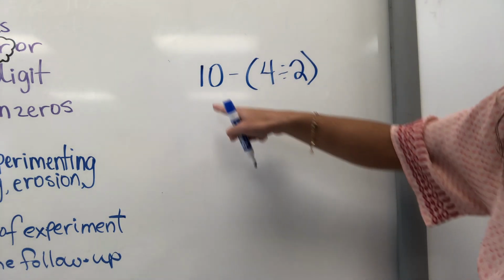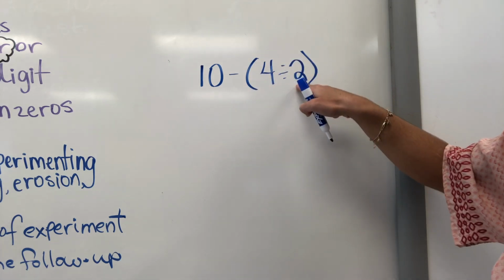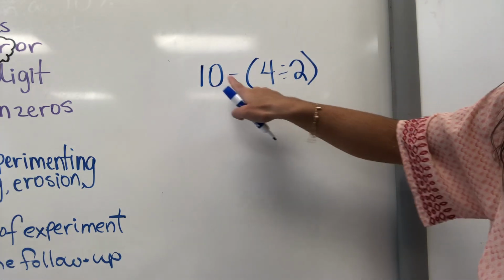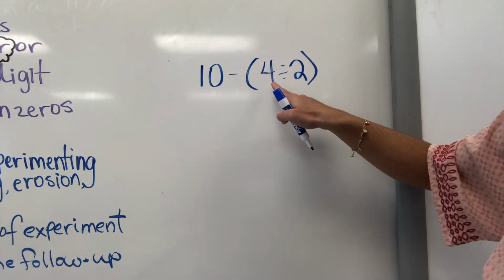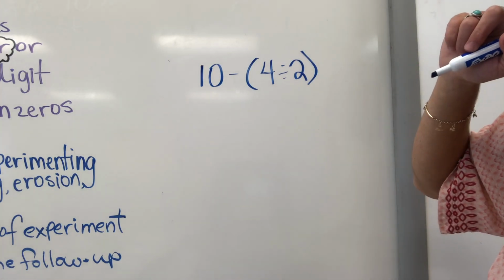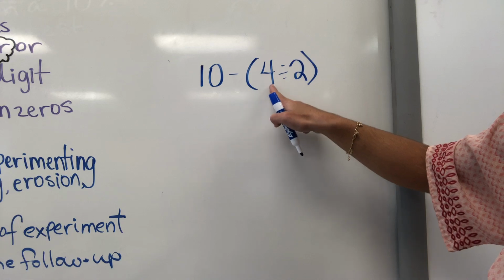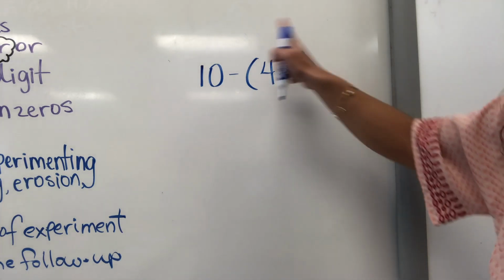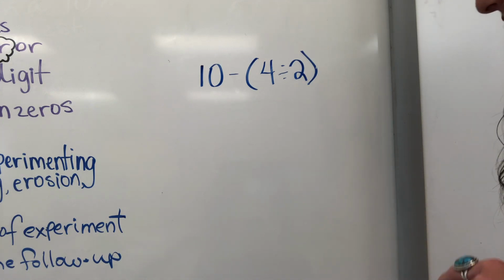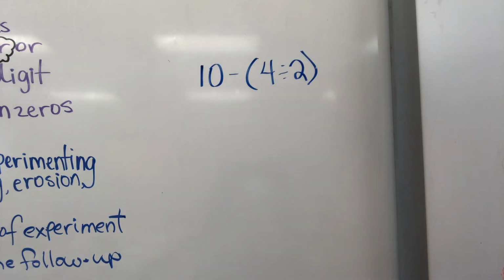So I could write this 10 minus the quotient of 4 and 2. The word of would tell me to put parentheses. Or I could do 10 minus 4 divided by 2. I could take the quotient of 4 and 2 away from 10. There are several different ways to write it. As long as that vocabulary is correct and it implies where your grouping symbols go, then it is right.